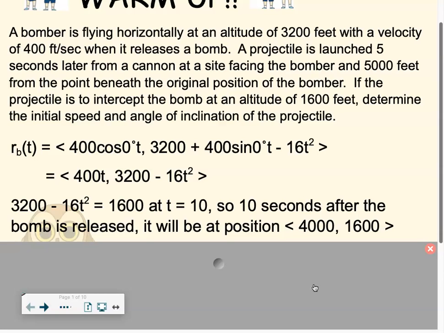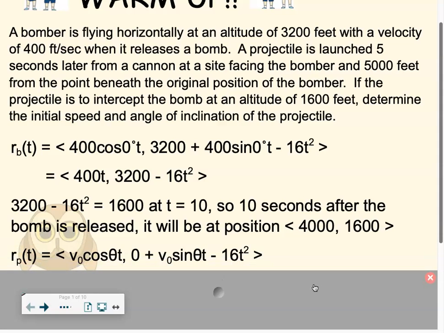What you want then for the position of the projectile is the horizontal position needs to be 1,000 and the vertical position 1,600, because the projectile started 5,000 feet away, right? We also know that this has to happen at t equals 5, because the bomb is at t equals 10 and the projectile is released 5 seconds later. So there's our position function for our projectile.